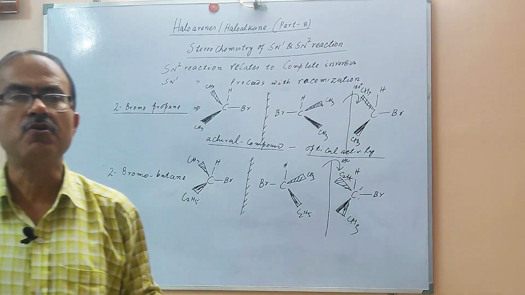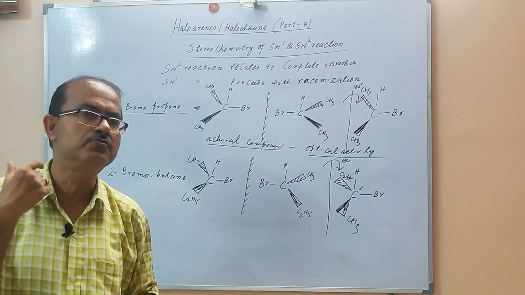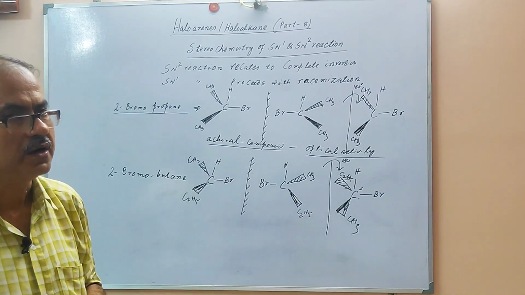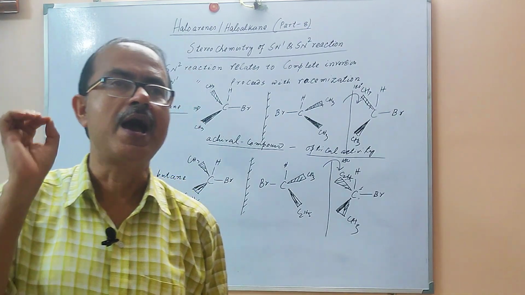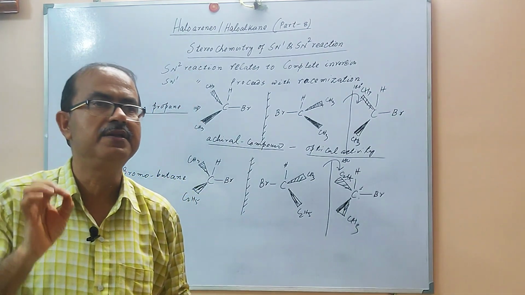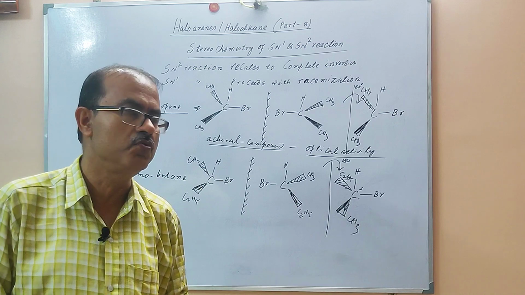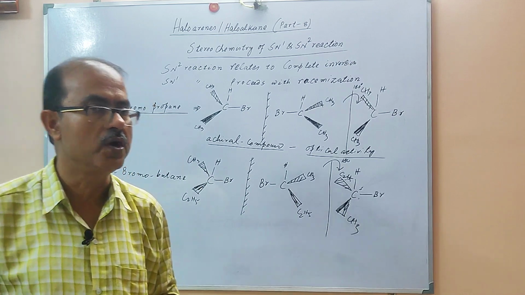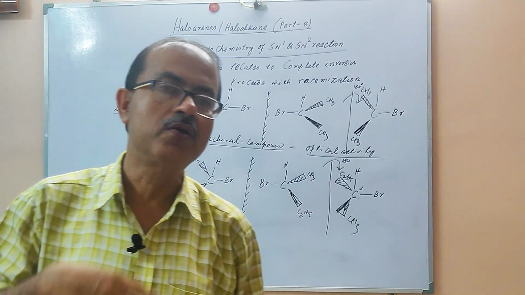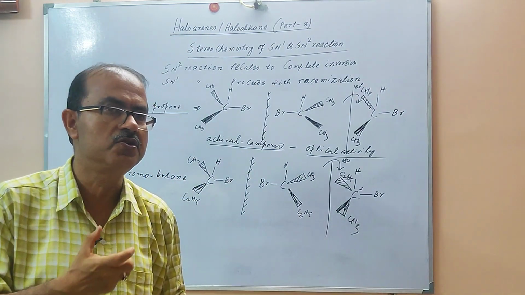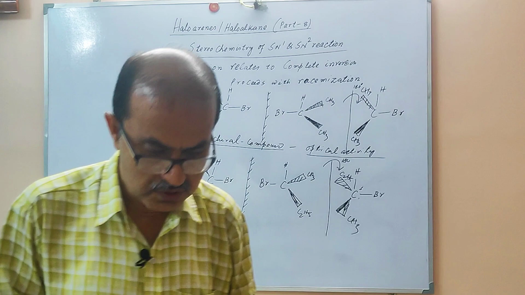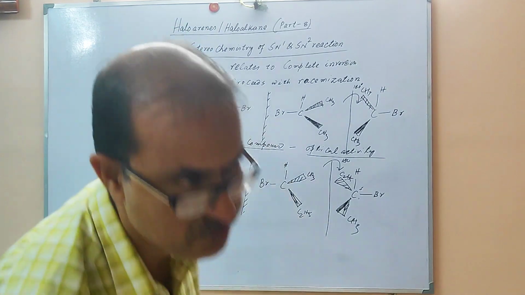So now we understand that optical activity is basically related to the asymmetry of the molecules, and a carbon atom having different atoms or groups will show optical activity. Now we are going to discuss how this correlates with the stereochemistry of the Sn1 and Sn2 reactions.